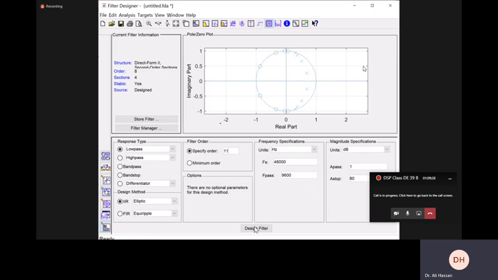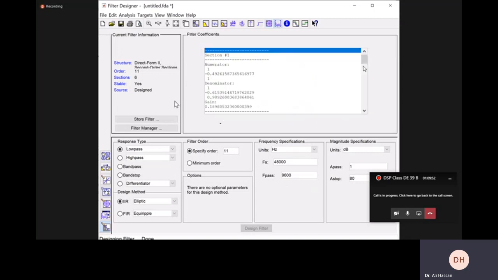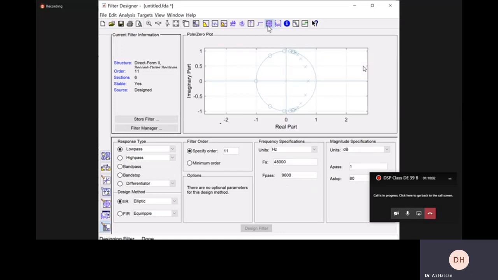So now you will find out what I told you earlier, that all the poles are inside the unit circle, and there is a complex conjugate pair, but one pole will be left alone because there are 11 poles, and that will always be on the real axis. So once you look at the B's and A's, they all appear as real numbers.